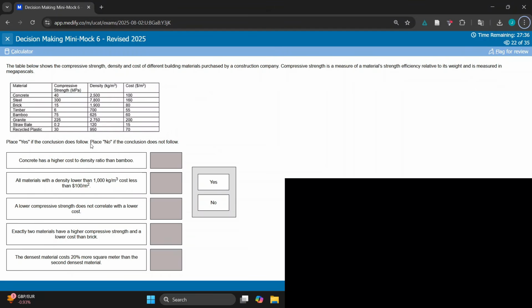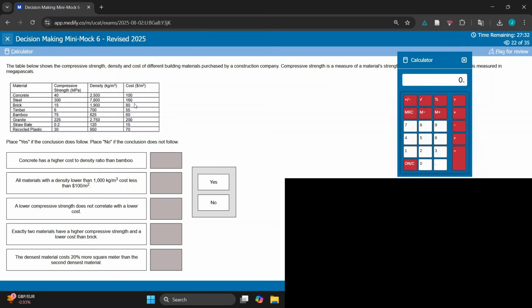I can flag it. Concrete has a higher cost to density ratio than bamboo, so concrete is going to be 10 divided by 250, so that's 1 divided by 25, which is 0.04, and then bamboo is 60 divided by 65, which is going to be like a 10, so yeah, that's going to be wrong.